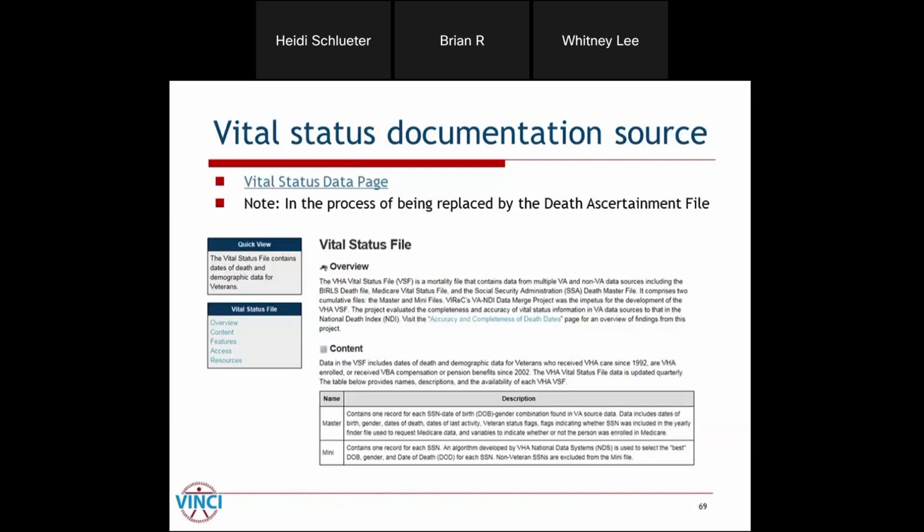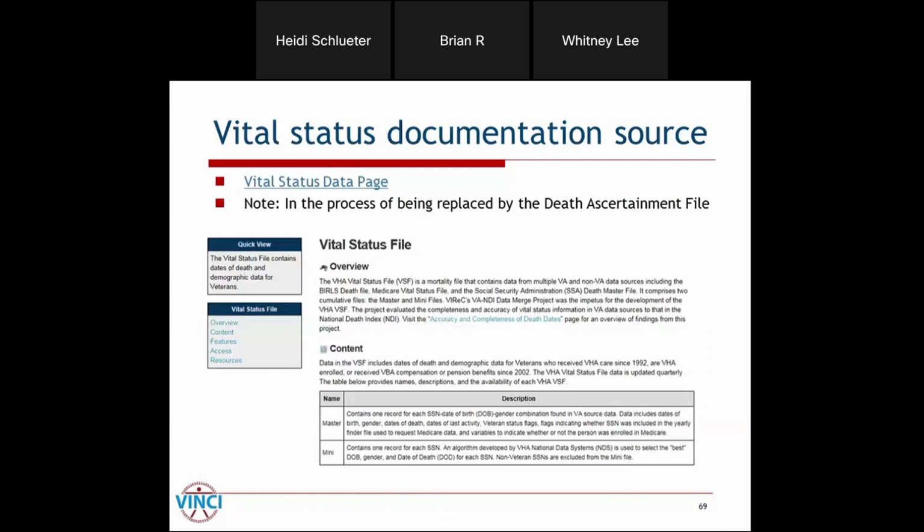Let's say you're interested in mortality data. In the past, you would use the vital status, and here is a link to the vital status documentation. So you can see I have the link, and you can pull it up. This will include things like documentation on the fields, how the data is pulled in, the sources of the data, etc.